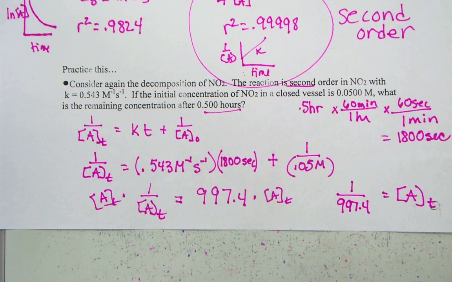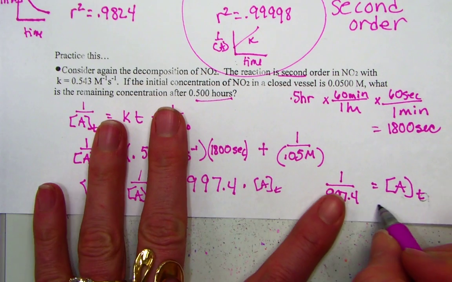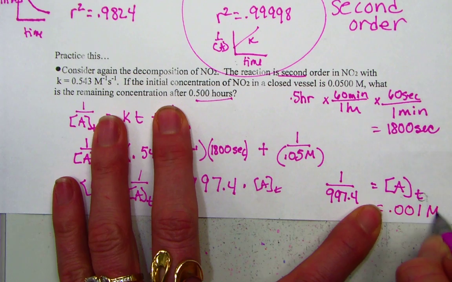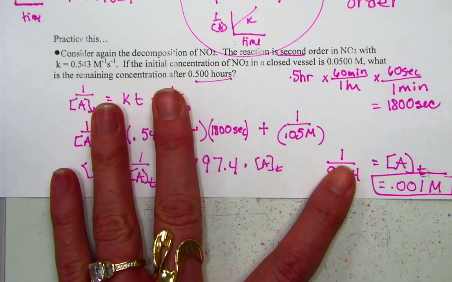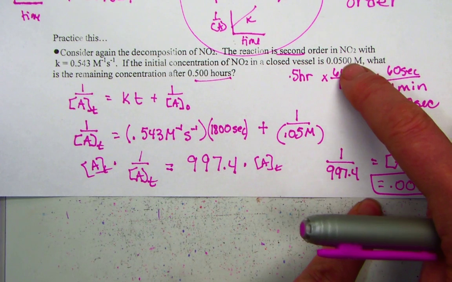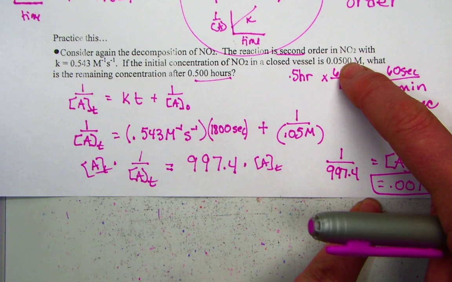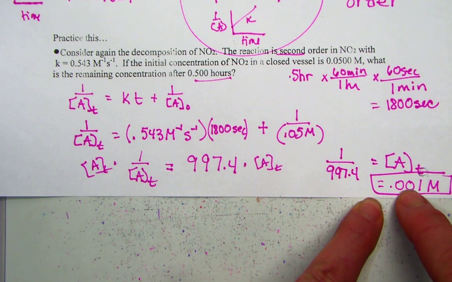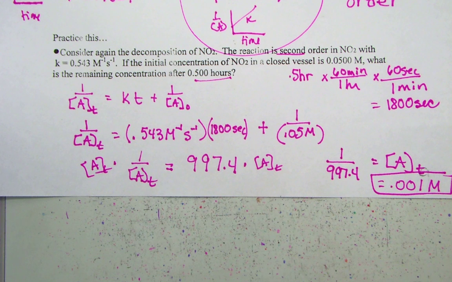1 divided by 997.4 gives me an answer of 0.001 molar, the remaining concentration after 1800 seconds. Check to see if it makes sense. The original concentration 0.05, this value is smaller. That makes sense. Reactants get used. A lot of time went by, so you got used up a lot. Let's pause.